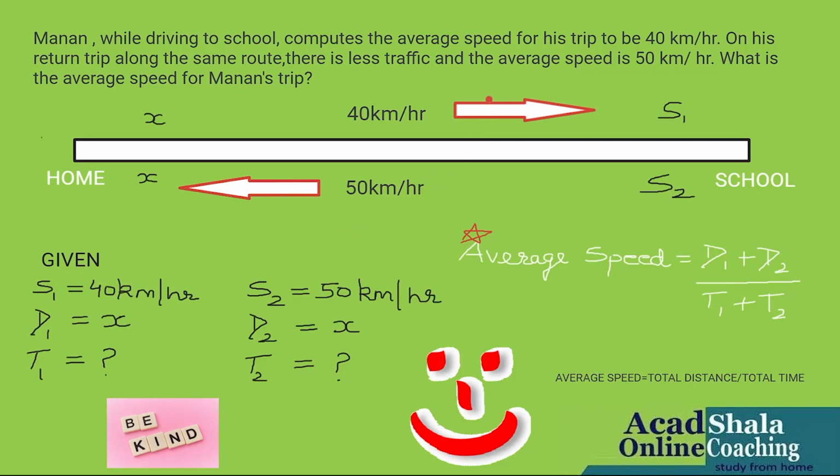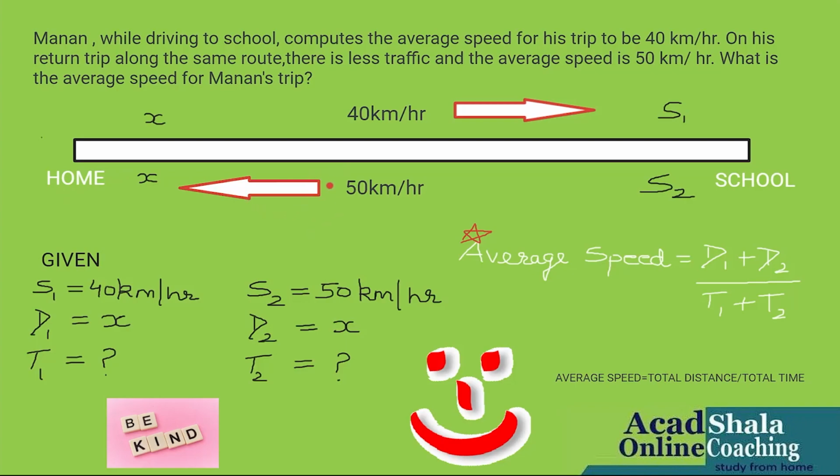So we are seeing over here two speeds, and in the numerical, students, it is also written that on his return trip along the same route. Along the same route indicates that the distance is same. But in the numerical, they have not given the distance, but indirectly we have come to know that distance is same while going from home to school and from school to home.